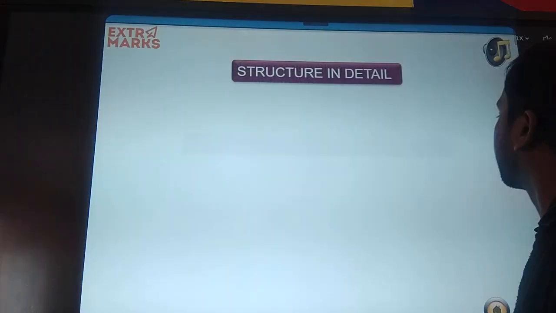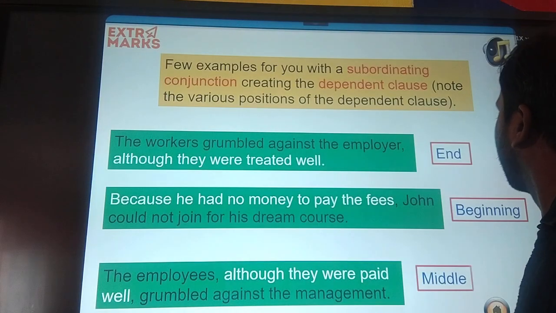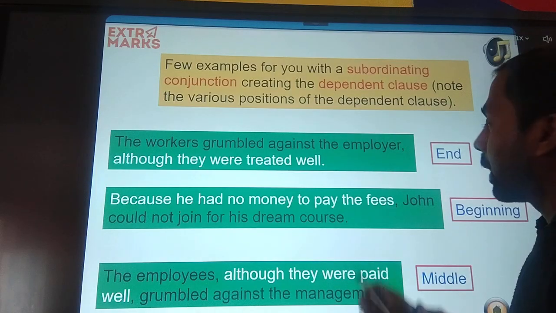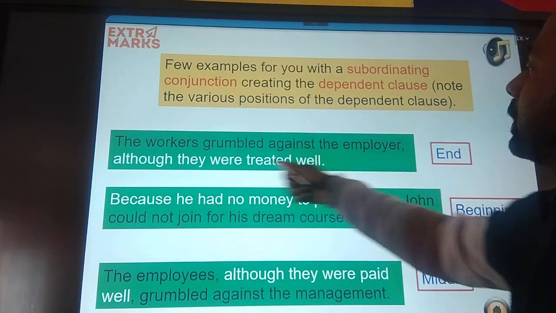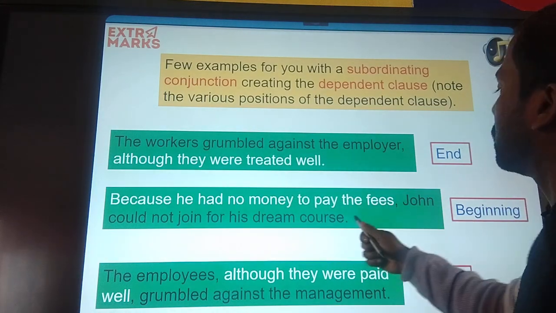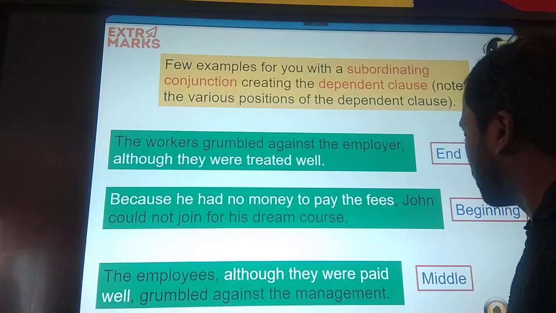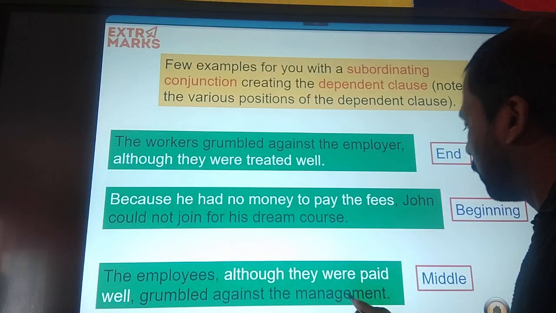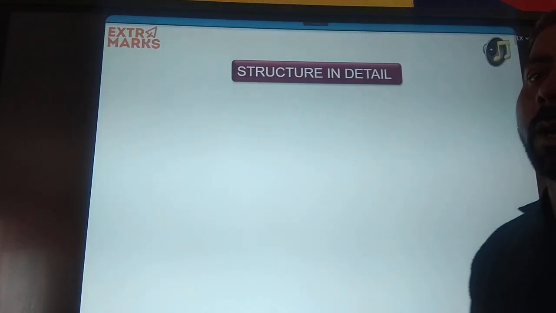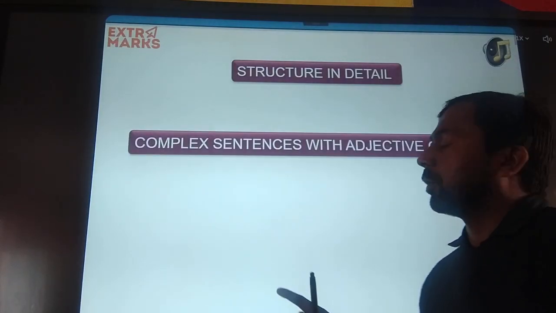Next is, you can see here the dependent clause used at the end of the sentence, and here the conjunction word is used at the beginning of the sentence, and here the use of the conjunction in the complex sentence.